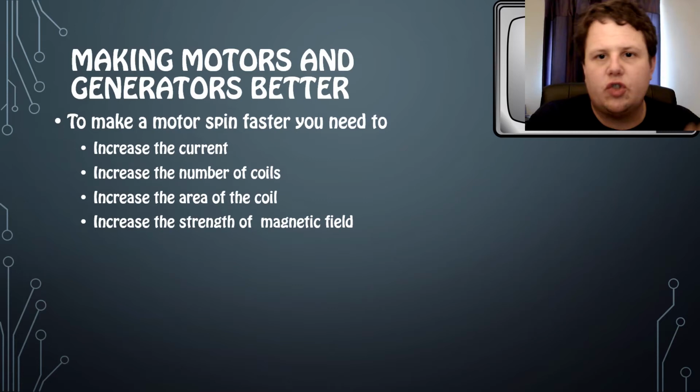To make a generator generate a larger current, you can do similar things. You can increase the number of coils. We can add a soft iron core because soft iron focuses the magnetic field. You increase the area of the coil. You increase the speed you rotate it. The only problem with increasing the speed is you also change the frequency of the AC. Again, changing the strength of the magnetic field will change the current that you generate.